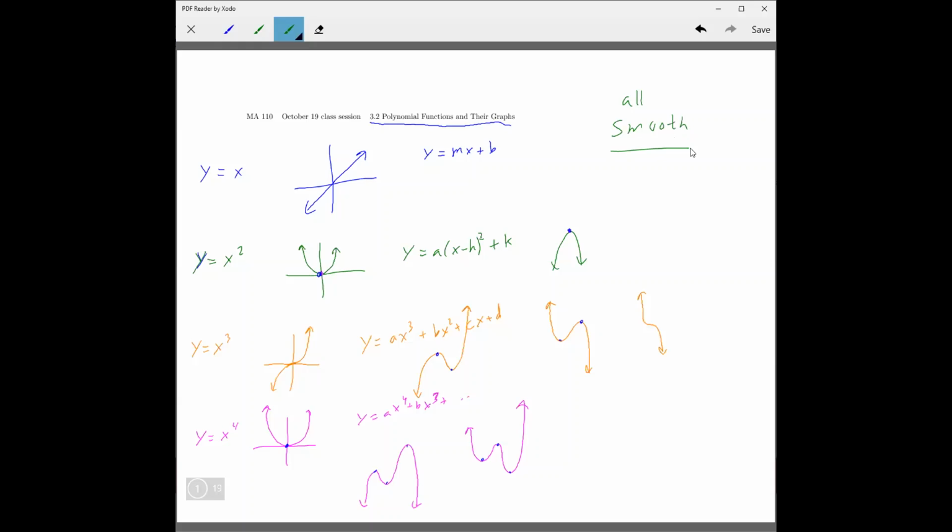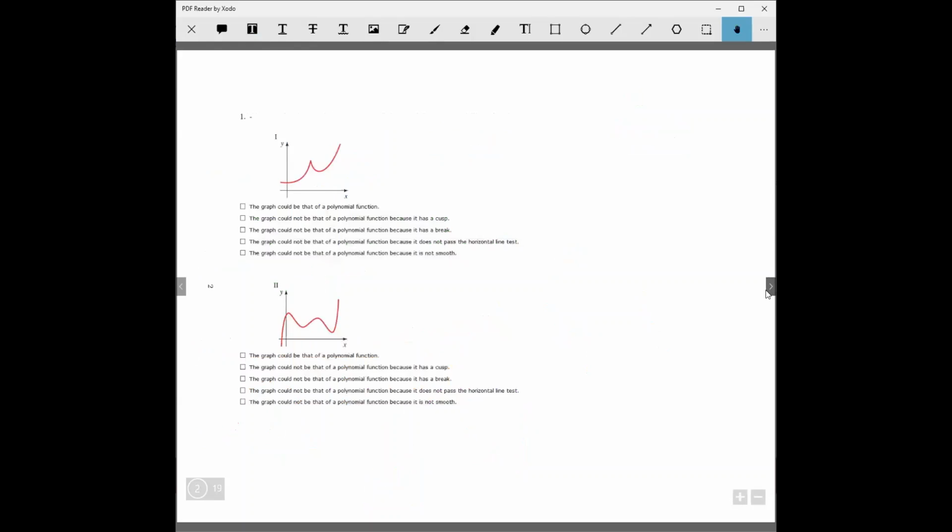Okay, so all polynomial functions are smooth in their graphs. Okay, so let's go to the next. Let's get into the exercises and just keep some of these things in mind here.